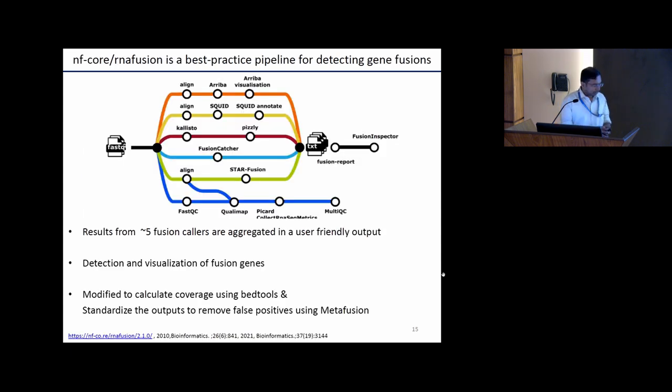So we use a customized pipeline obtained from NF-core RNA fusion, which is available freely. So this is the original pipeline. It takes in FASTQ as input. It uses 5 fusion callers to give you one output, and we take this output and add a few more steps to it, right? So this pipeline allows for detection and visualization of fusion genes. We use this output to calculate coverage, and the output is standardized to remove false positives using a tool called MetaFusion, right?